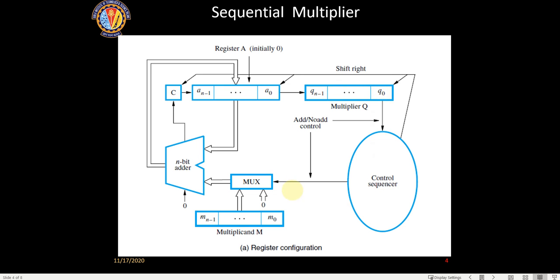Now you are again going to check whether it is a 0 or a 1. If it is a 1, you are going to add the multiplicand again. If it is a 0, you add 0. Again you are going to load that data here during the positive edge of the clock. In the negative edge of the clock, you are going to push it towards the right.